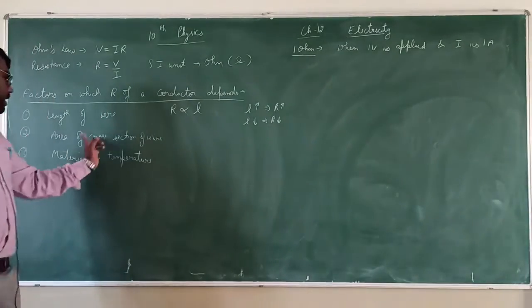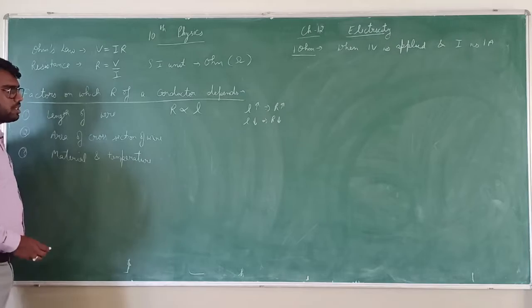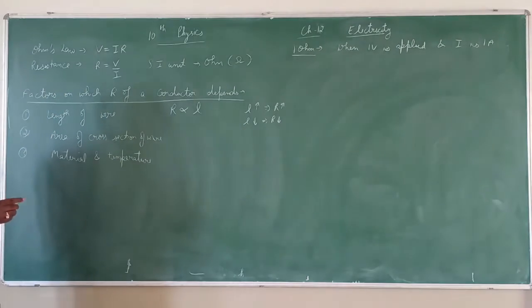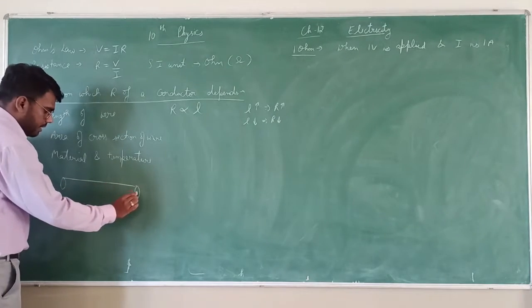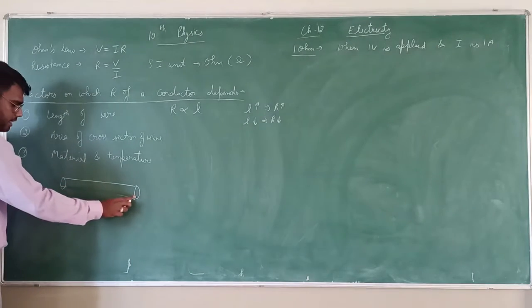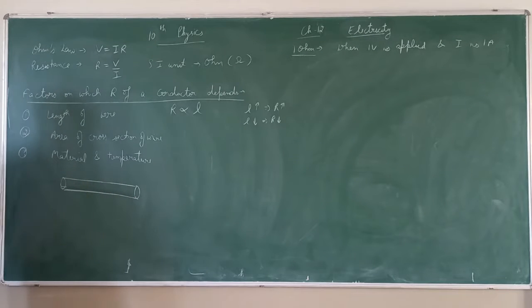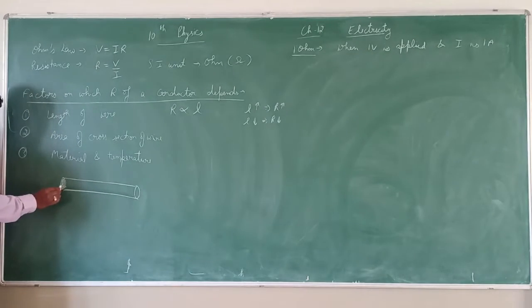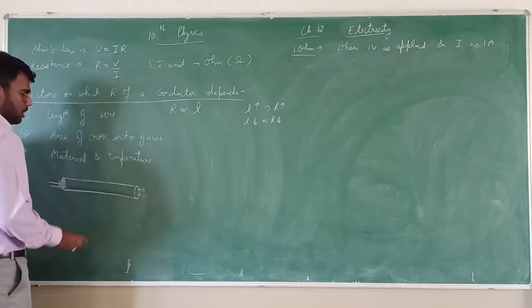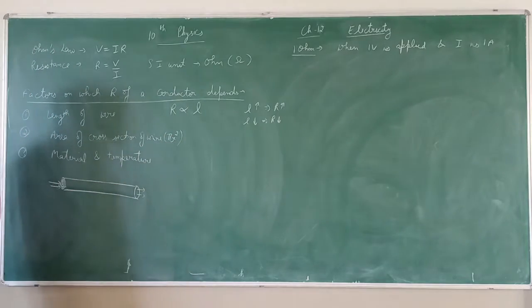Next is the area of cross section of wire. First we need to understand what we mean by cross section. It means the area from where current will enter. Let us say this is our wire. Wires are cylindrical in shape. Which one is the area of cross section? This circular end is the area of cross section. Current will enter from this side and come out from this side. Area of cross section means pi r square, where r is the radius of the wire.